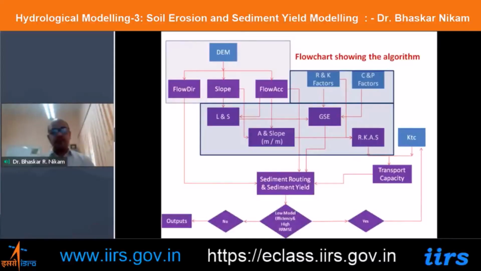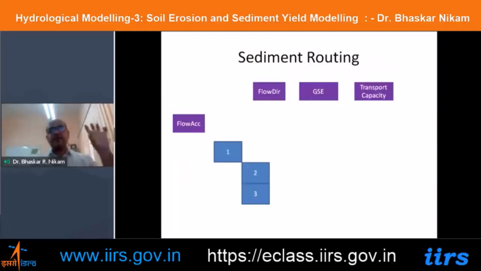And then we will use the sediment transport output at the outlet, and we'll compare it with the observed data. If it matches well, all our assumptions appear to be true. If it doesn't match well, then we'll go back, we'll change the value of KTC, which is the transport capacity coefficient. We'll again calculate transport capacity. We'll do this exercise again until we get the correct value of sediment transport.